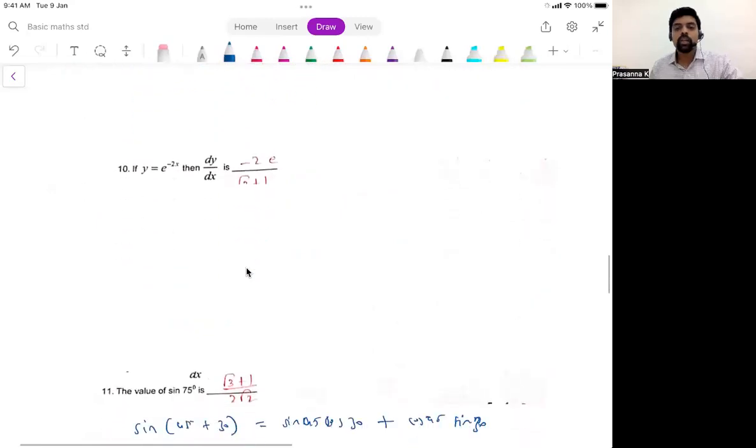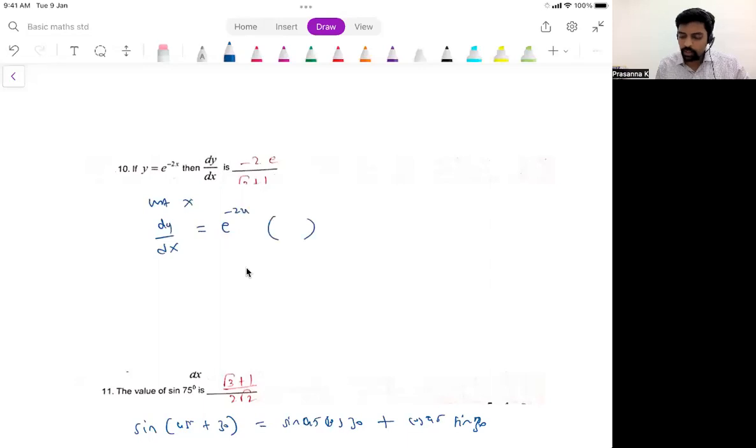Then 10th question, we need to find the value of dy by dx. I will differentiate this with respect to x. So dy by dx equals, tell me what is the differentiation of e power x? E power x, right? I will write e power x as it is. But in place of x, something else is given in the question, that is minus 2x. Therefore, chain rule will be applicable. You have to differentiate minus 2x again. If you differentiate minus 2x, you will get minus 2. So the final answer will be minus 2 into e to the power minus 2x.